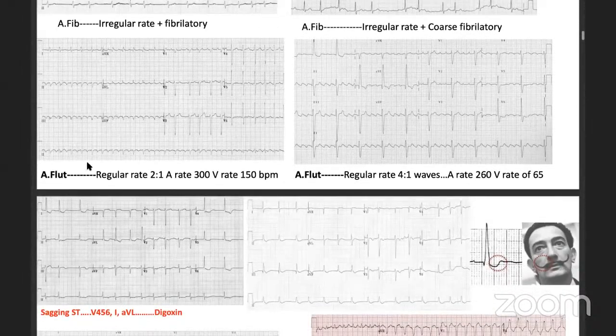Next is sawtooth pattern. It will be flutter. Here they mentioned 2:1. It's slightly difficult. How to say it? It is 2:1. I was confused. First count the rate, then divide it by 2. Where is the atrial one? This is the point, most likely.